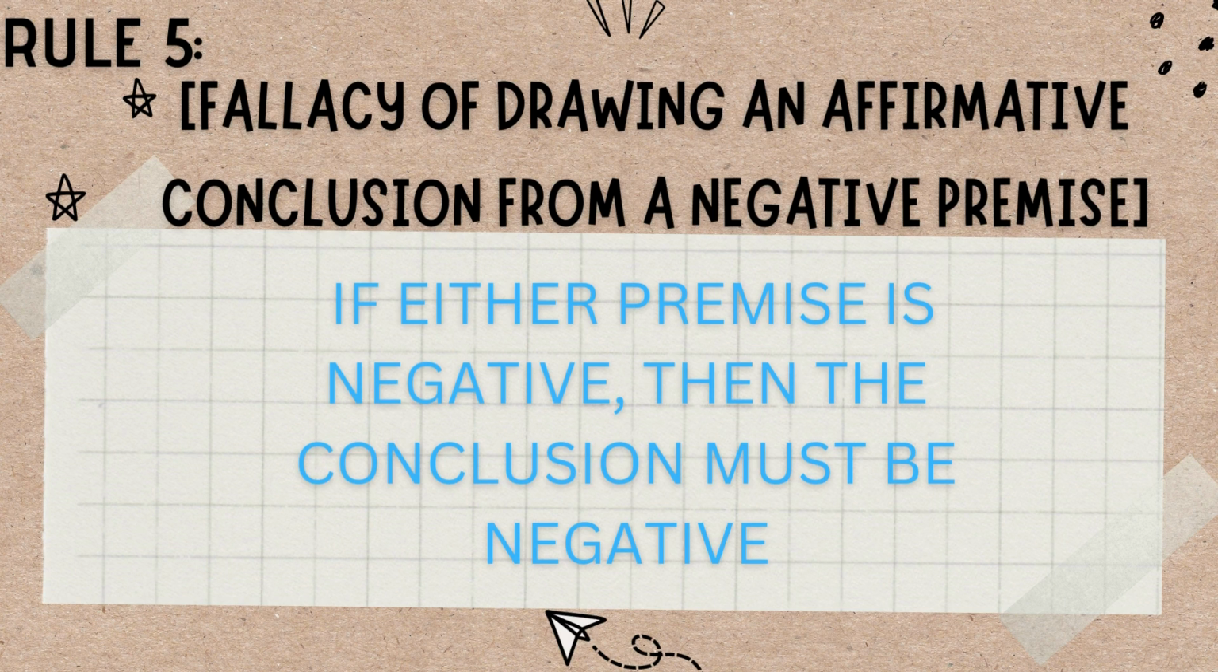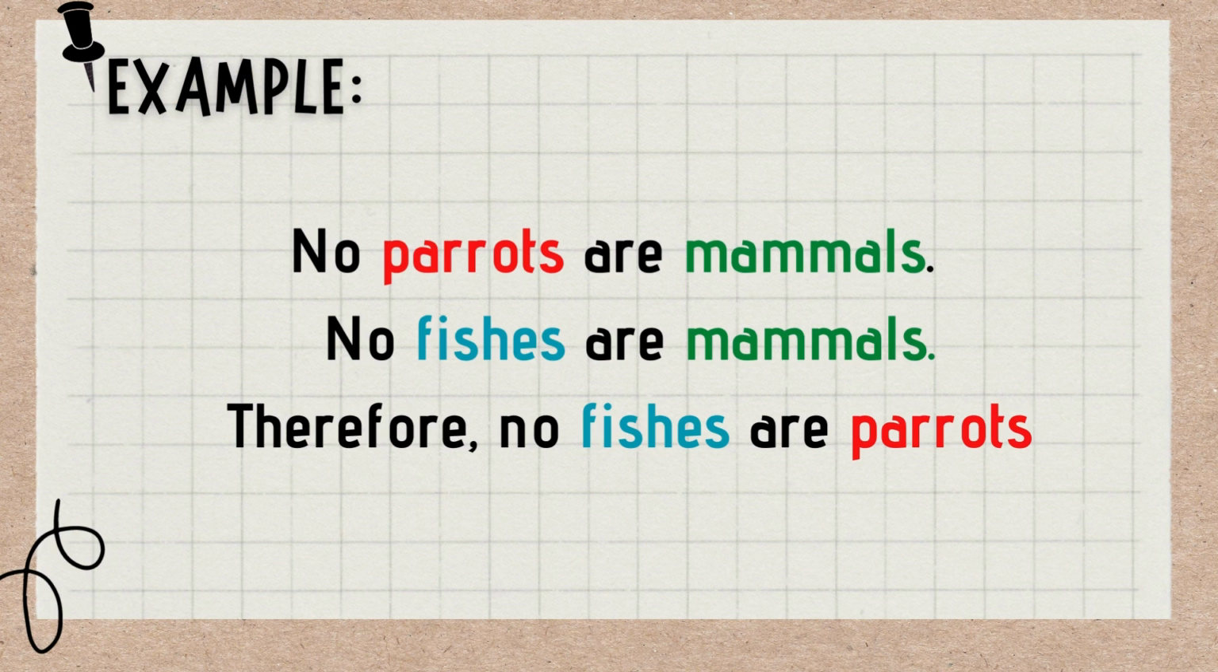So let's check rule number 5. Fallacy of drawing an affirmative conclusion from a negative premise. What does this fallacy mean? If either premise is negative, then the conclusion must be negative. Okay, I hope you guys understand it. So let's see an example for it. No parrots are mammals, no fishes are mammals, therefore no fishes are parrots. So this has committed the fallacy of drawing an affirmative conclusion from a negative premise.